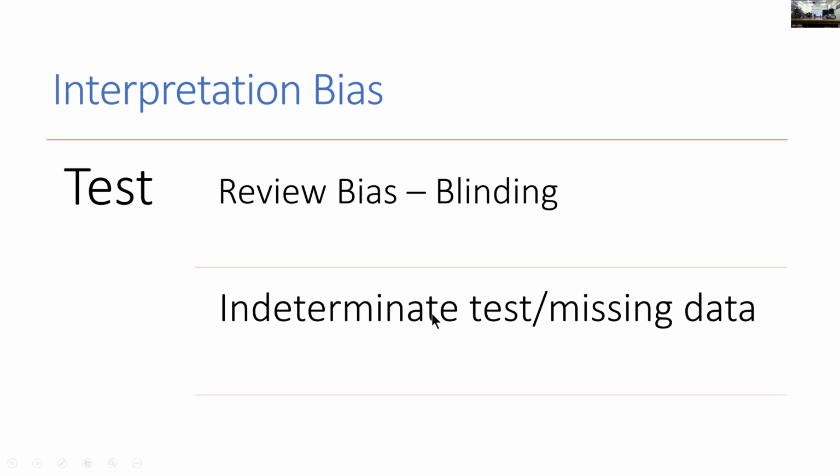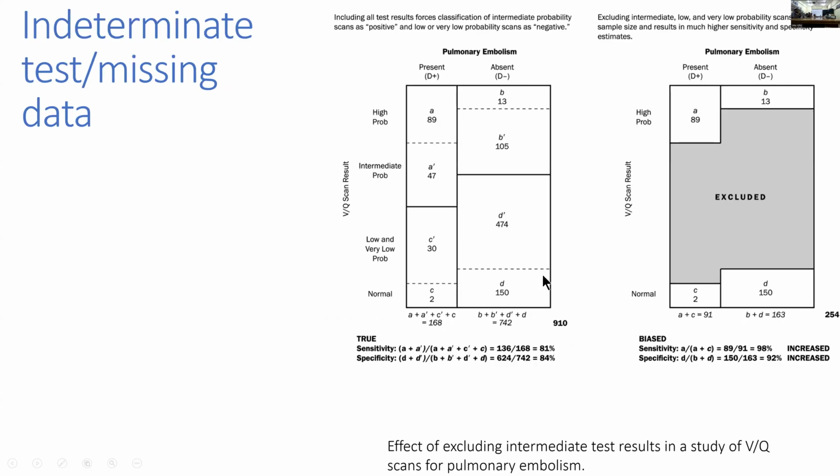Next is what do you do with the indeterminate test? Sometimes it will be positive. Suppose I have an expert TB set, it may be positive, it may be negative, it may be indeterminate, or some data will be missing. So if you take all of them, this is how you would get.